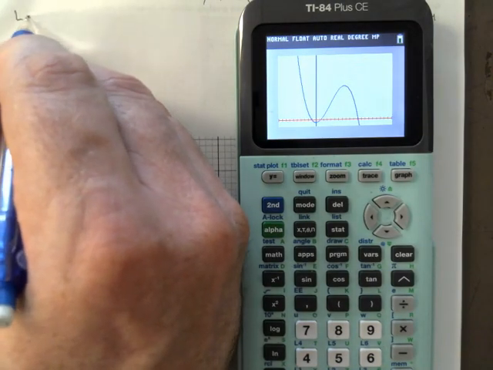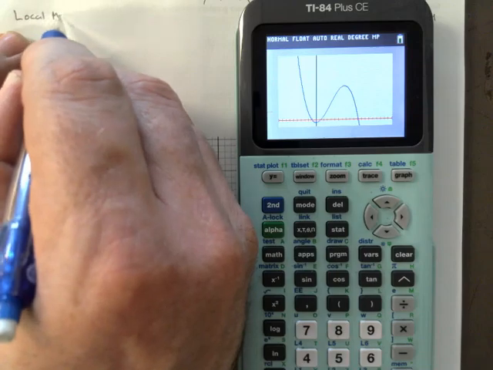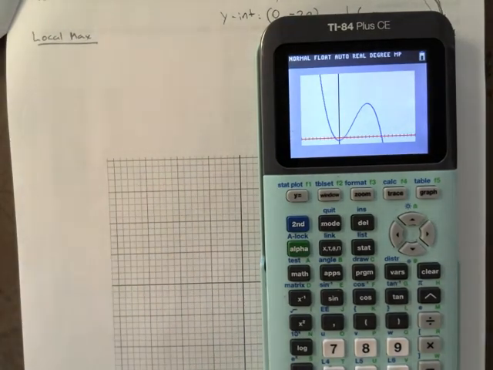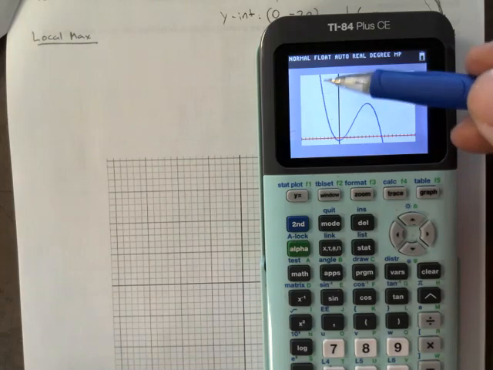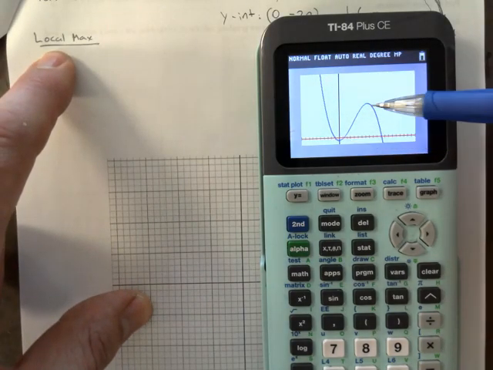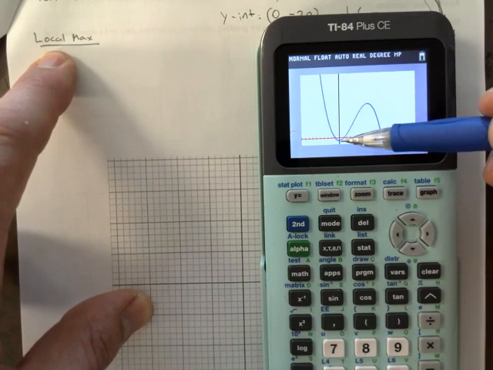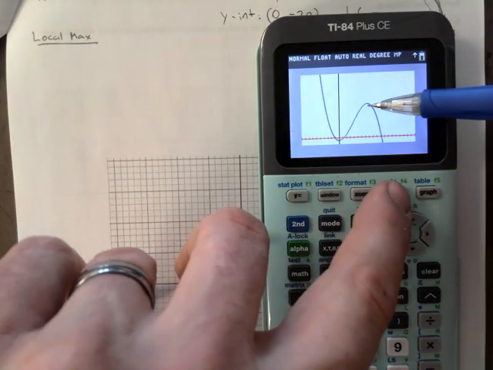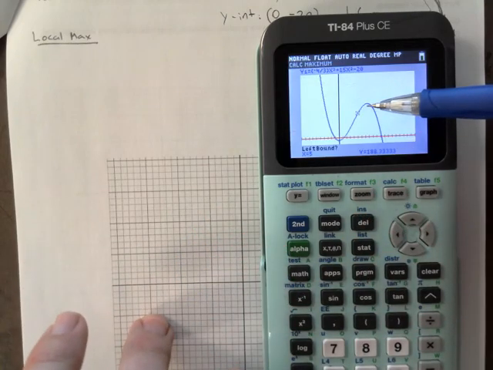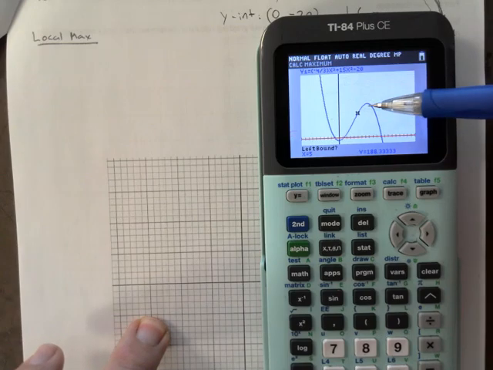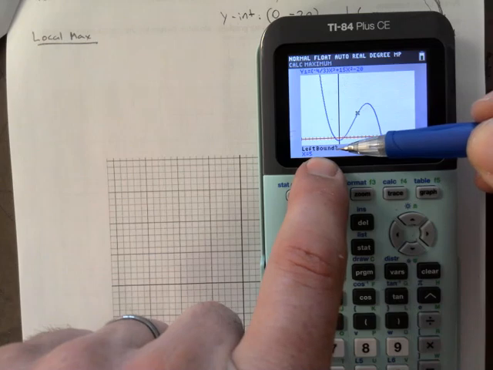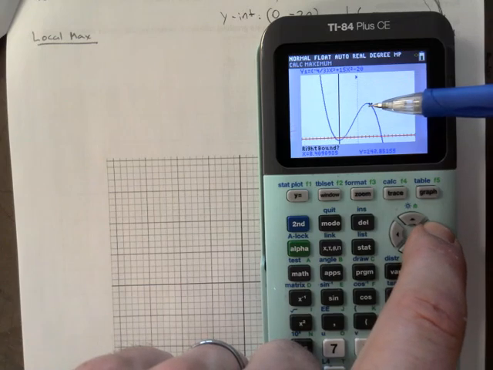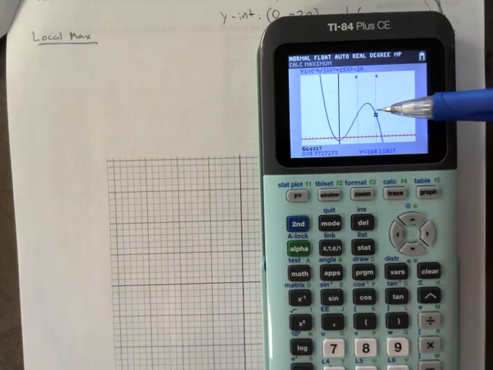I will do this. You know, the official name for max in this case is local max. Because this thing doesn't truly have a max, like the highest point ever. Because it actually keeps on going indefinitely. So this is a local max and a local min. Okay? Let's do the local max here where my pencil is. How would we access that? Second, trace, max, and my cursor is already close to it. What does it ask you for? A left boundary. So hit enter. It is perfect right there.